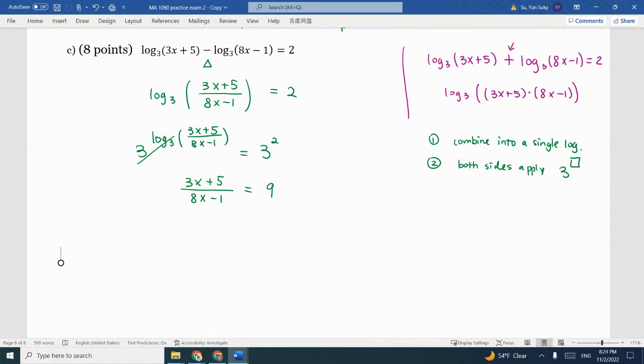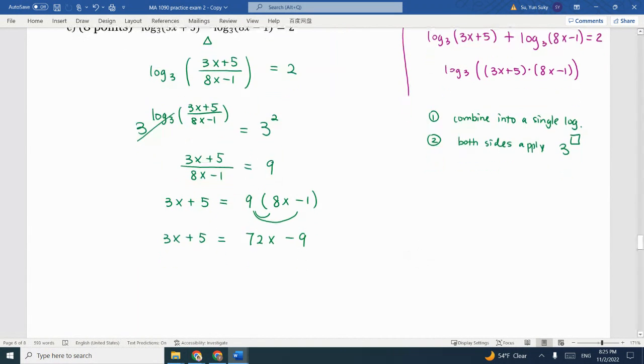Get rid of the denominator. Both sides multiply by the denominator. We get 3x plus 5 equals 9 times (8x minus 1). Okay, and then what do we do? Distribute. 9 times 8x is 72x, and 9 times minus 1 is minus 9.